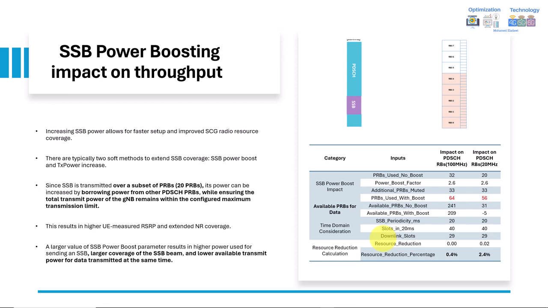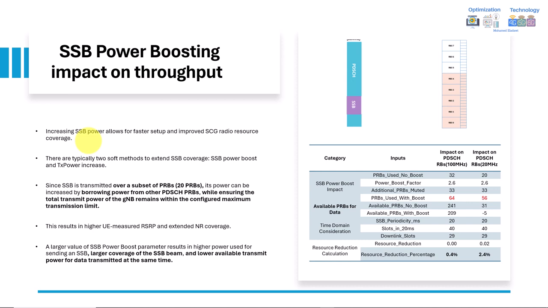But in general, whenever we need to increase the SSP power boosting, we are doing that to capture more users from the edge, or sometimes to improve setup, especially for non-standalone, to improve your initial access, or even for standalone. So there might be two drawbacks. First of all, the gain: you're improving the SSP coverage, so we might capture more users, and those users will be edge users.